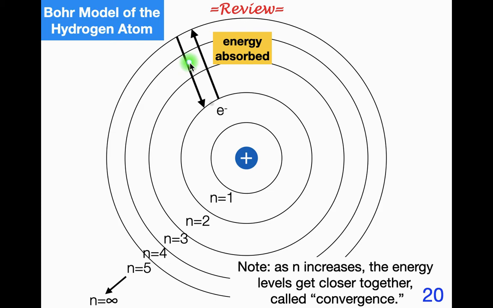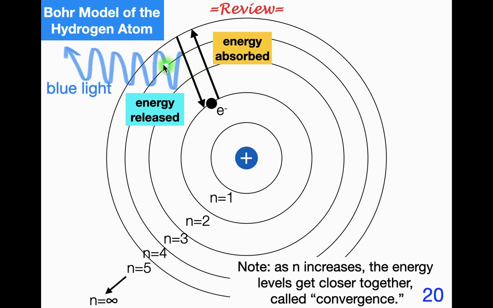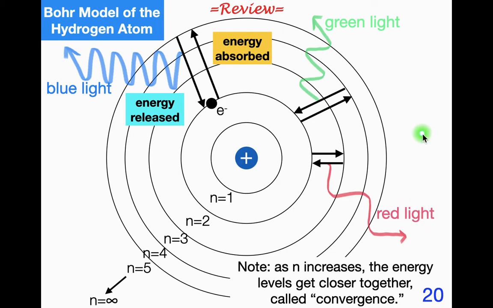When it falls back down, it will give off energy, exactly the amount of energy that relates to the difference between these 2 energy levels. When it falls back down, it'll give off energy in the form of electromagnetic radiation. In this specific transition, it'll give off blue light. Here, green light. Here, red light.